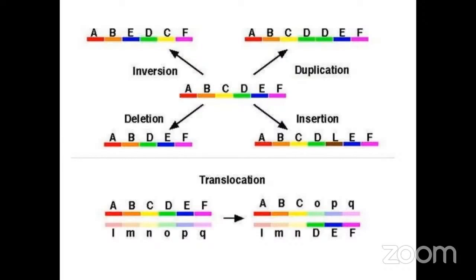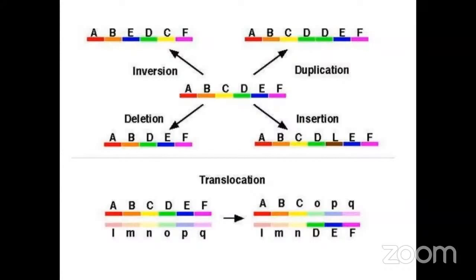Then duplication. Here, which gene has been duplicated? You can see the D gene has been duplicated. So this is a structural chromosome aberration. This can lead to errors, genetic disorders, and genetic diseases. In inversion, some part of the gene sequence is inverted. In duplication, the D gene has been duplicated. In deletion, the C gene has been deleted. In insertion, the L gene has been inserted there. So inversion, deletion, insertion, and duplication are intrachromosomal structural changes or structural aberrations.